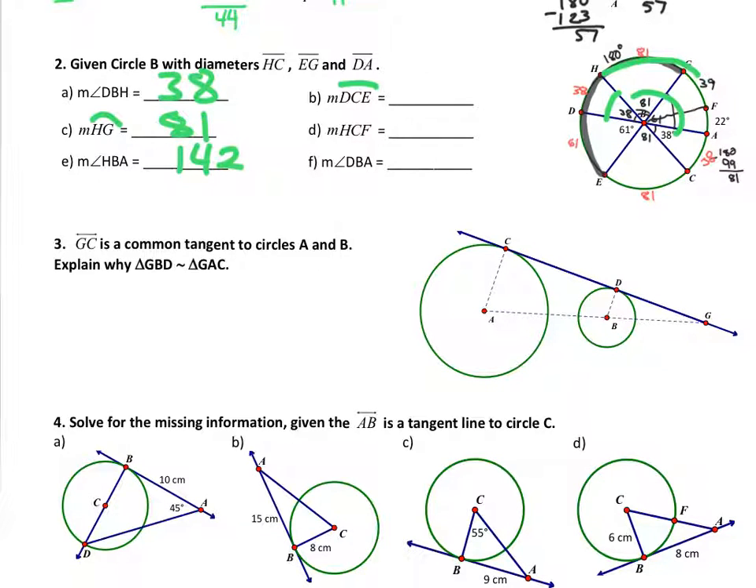Measure of arc DCE, so D to C to E. What I notice, DCE is basically everything except for the 61. So it's 360 take away 61, which equals 299.